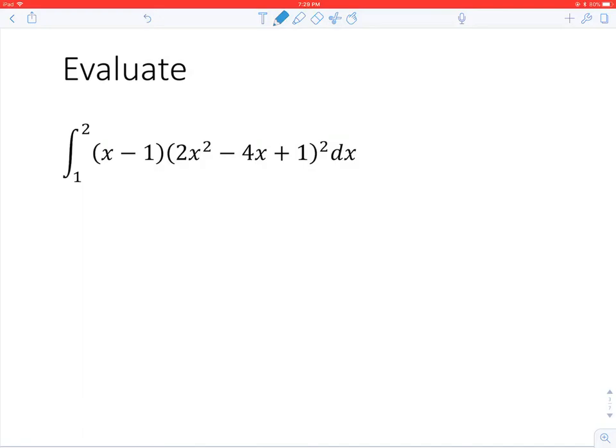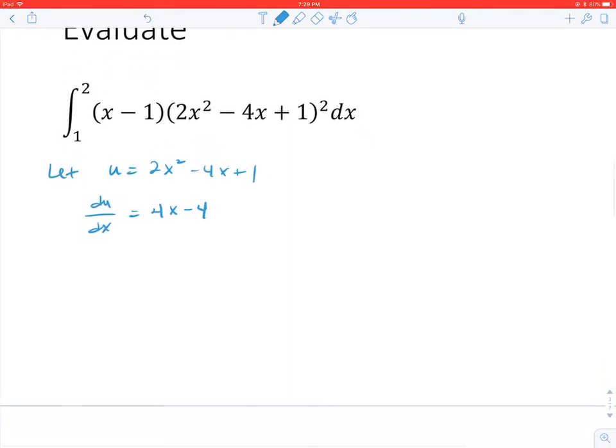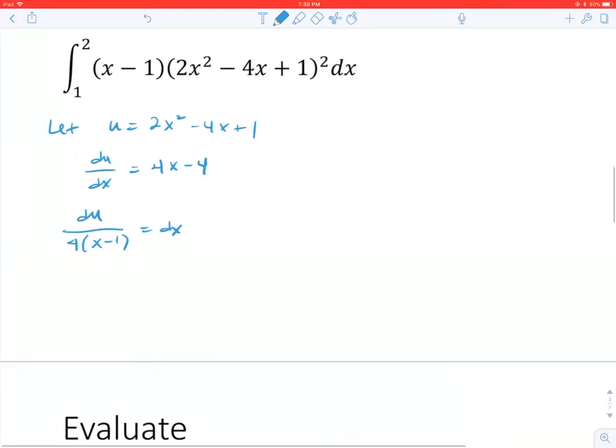Switch up the color. Okay, so one option here, this is a polynomial function. One option would be to multiply this out, but that just looks like a pain. So let's let u equal 2x squared - 4x + 1. So du over dx will be 4x - 4. And dx will be equal to du over, I'm going to write that as 4, factor the 4 out, so 4 times (x - 1). So I can get that x - 1 that's left to cancel.